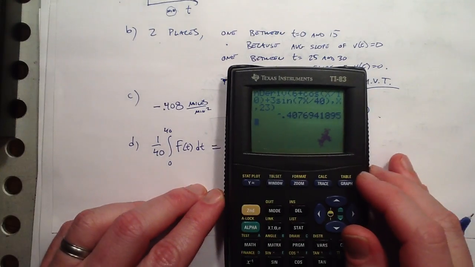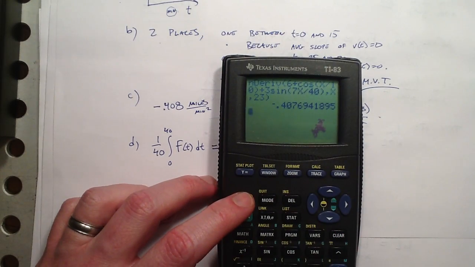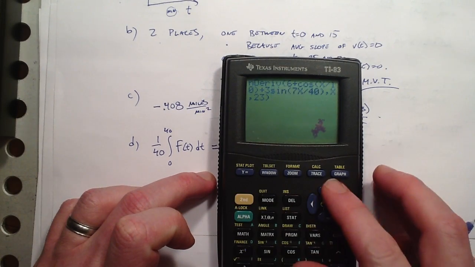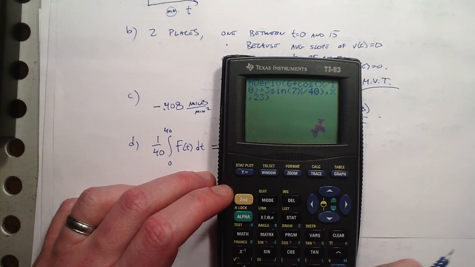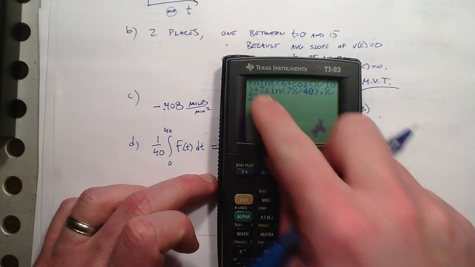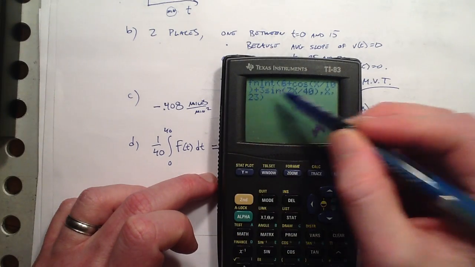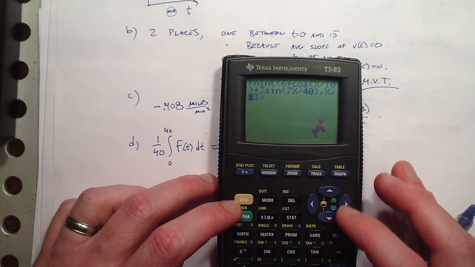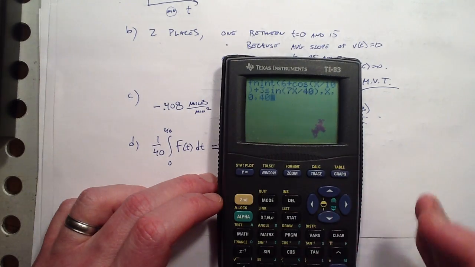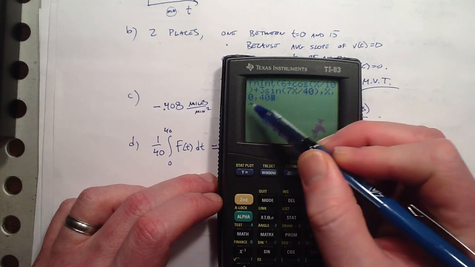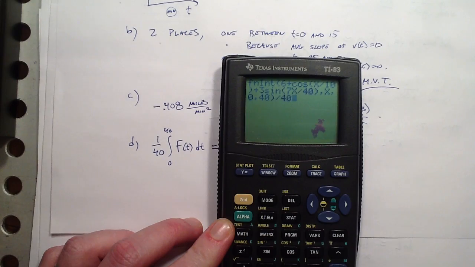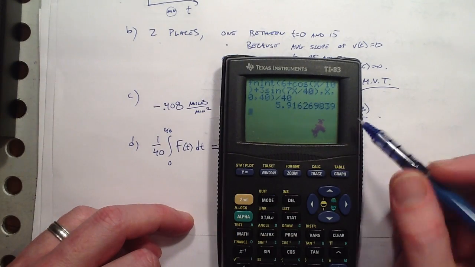Again, since I just need one value, let me see if I can bring it up by going back to nderiv and seeing if I can get math 9. Now it's turning it into an fnInt. So I want the area under this thing, comma x, comma 0, comma 40. That's the area under this from 0 to 40. And then I want to divide that whole thing by 40. Looks like 5.916.